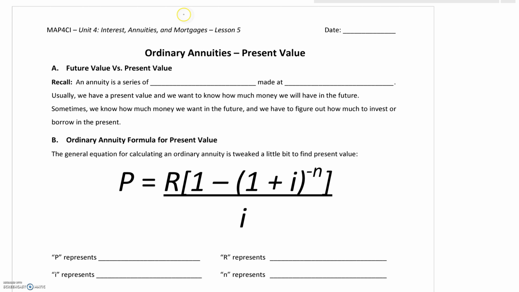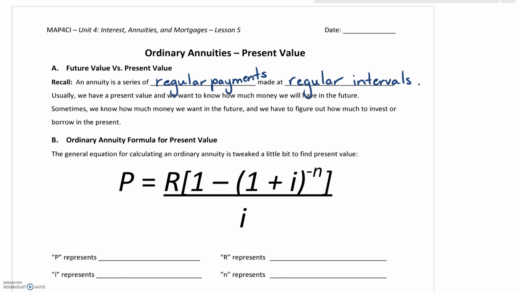Regular payments. And it's made at regular intervals. So you have to remember that it's not a payment here and there, it's actually a regular payment. So every month or every week, as long as it's regular intervals, you know that it's an annuity.